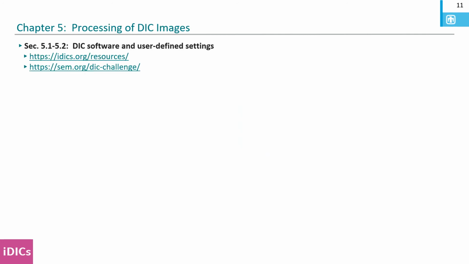Chapter 5 focuses on processing the DIC images after you've collected them during your test. We'll talk about DIC software, and we'll point you towards the iDICs website and the resources page for more information about different software that's available. And then we'll go over user-defined settings. We'll first describe what the settings are and give you the rules of thumb for them, and then we will use the freely available and fully vetted images from the DIC challenge to illustrate the effect that the different settings have on your DIC results.